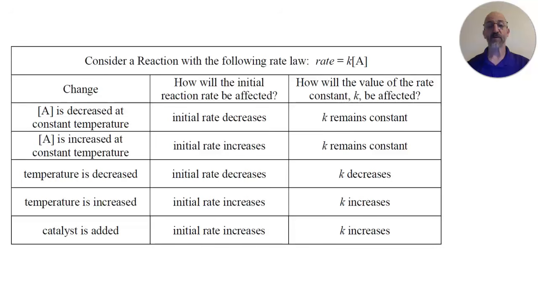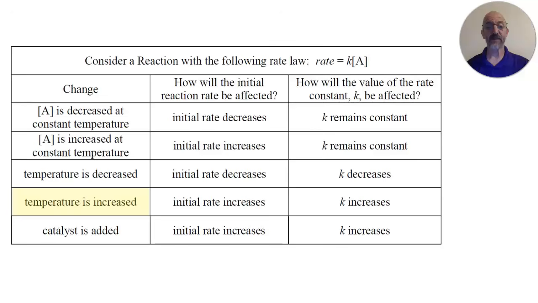So, for example, suppose we have a first-order rate law in which rate equals K times the concentration of A. Now here comes the first change. You decrease the concentration of A at constant temperature. The initial rate decreases, but the value of K remains constant because the temperature did not change. Now, what if we go in the opposite direction? What if we increase the concentration of A at constant temperature? Well, the rate will increase, but again, K remains constant because we are at constant temperature. And if you decrease the temperature, the rate would decrease, but now because you change the temperature, K would also decrease.